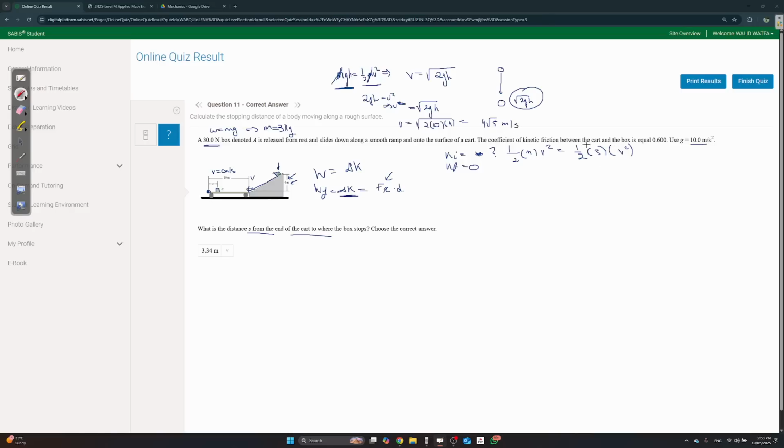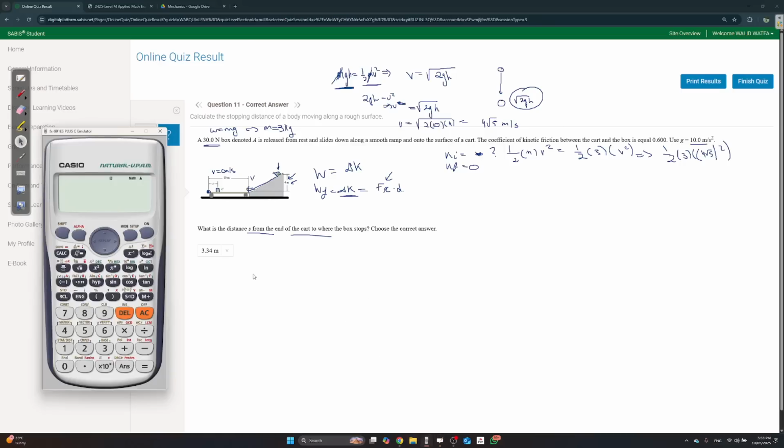Okay, so now can we find our kinetic energy? Yes, we can. Half times 3 times 4 root 5 squared. Okay, let's take a look. 0.5 times 3 times 4 root 5, all squared. You're going to get 120 joules. Okay, so nice. We got our initial, we got our final.